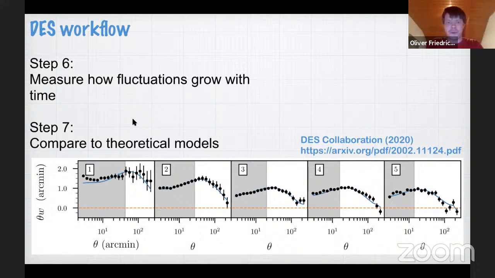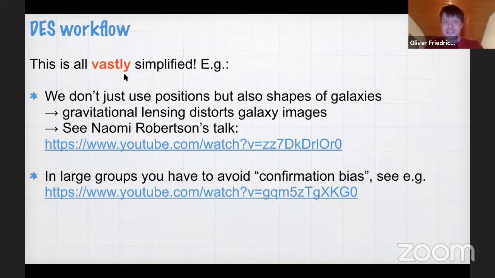Before I say a few words about what the theoretical results are from this comparison, let me emphasize that this is really vastly simplified. First of all, we don't just use the positions of galaxies. We don't just make a map of placing galaxies on the sky and analyzing this map. There's quite a lot more that we do. For example, we also analyze the shape of galaxies, because it turns out there's an effect called gravitational lensing.